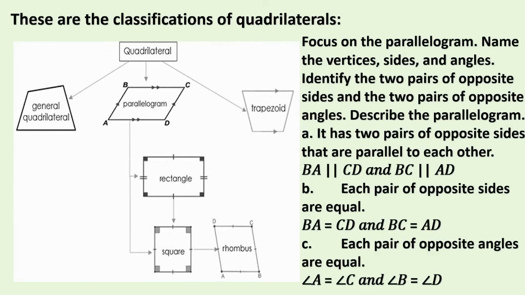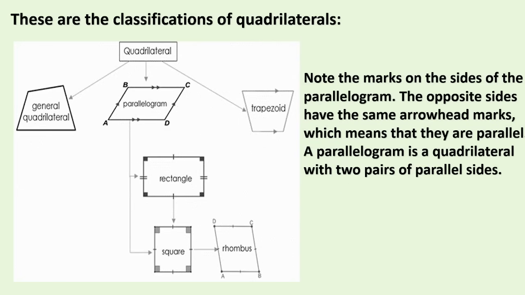Each pair of opposite angles are equal. Angle A equals angle C and angle B equals angle D. Note the marks on the sides of the parallelogram. The opposite sides have the same arrowhead marks, which means that they are parallel. A parallelogram is a quadrilateral with two pairs of parallel sides.